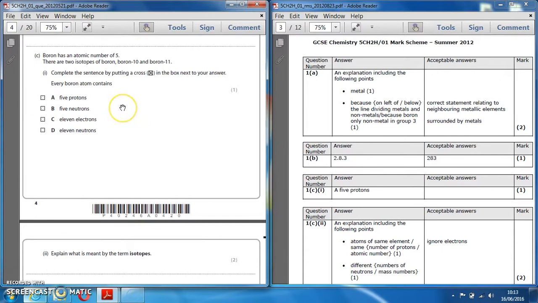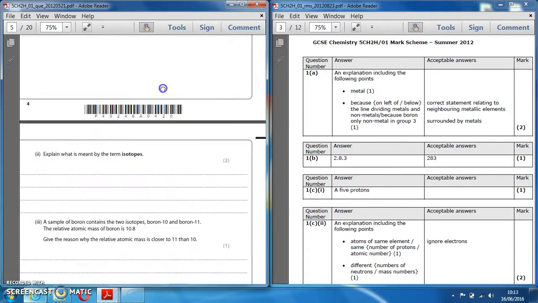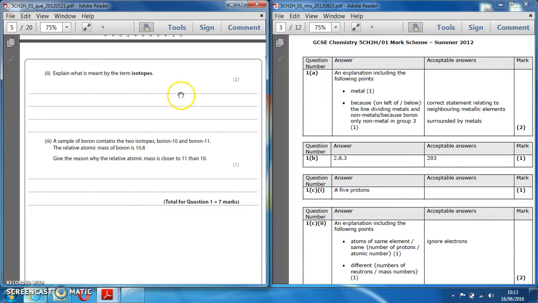When we're looking at isotopes, isotopes have got the same number of protons but a different number of neutrons. So when we're looking at boron, boron is an element. All the elements will always have the same number of protons. So boron has an atomic number of 5. It'll have 5 protons.